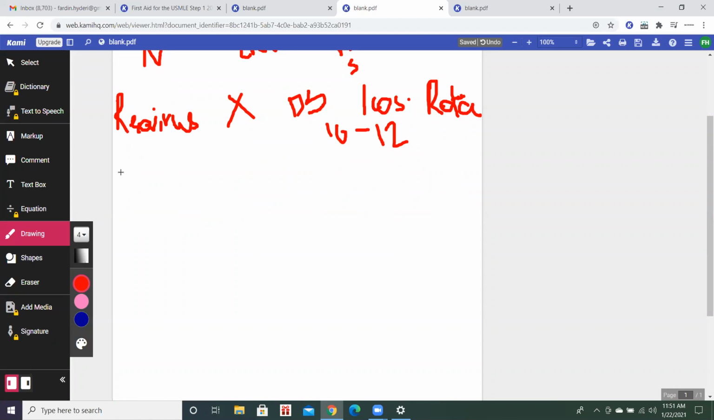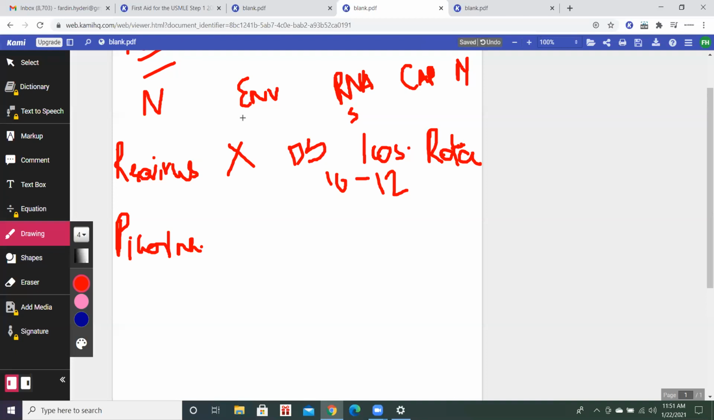Next one, I want to talk about picornavirus. Fast answers, okay? Enveloped or not enveloped? Not enveloped. Very good. Single-stranded or double-stranded? Single-stranded. Segmented or not segmented? Not segmented. Very good. Helical or icosahedral? Icosahedral. Okay. Now, the mnemonic for picornavirus is PERCH.